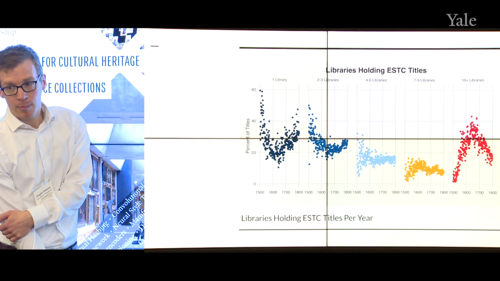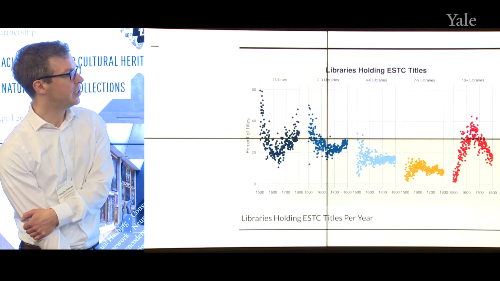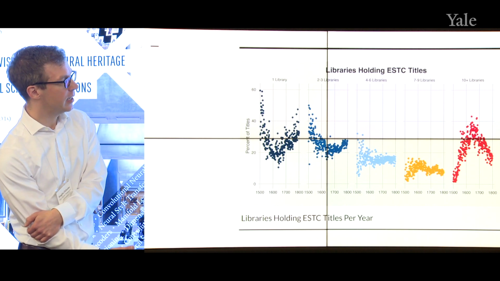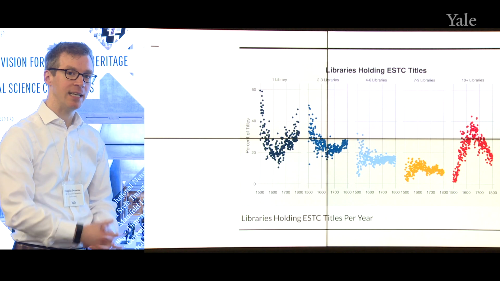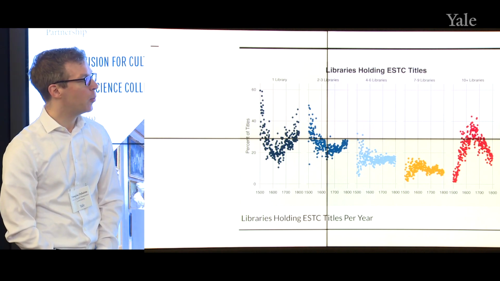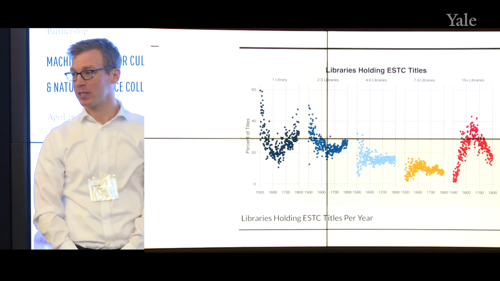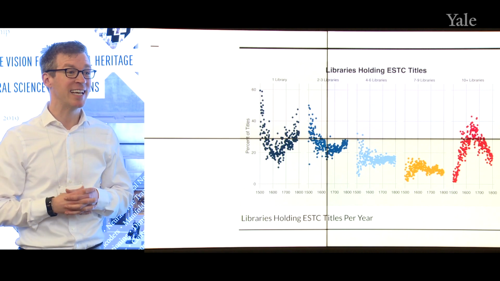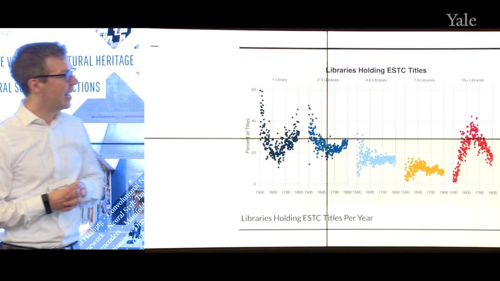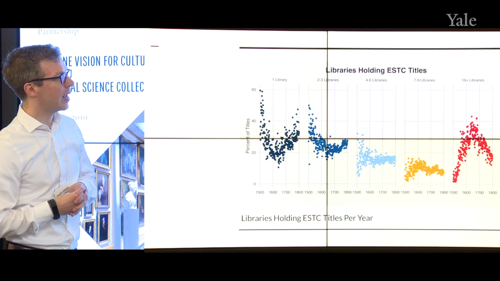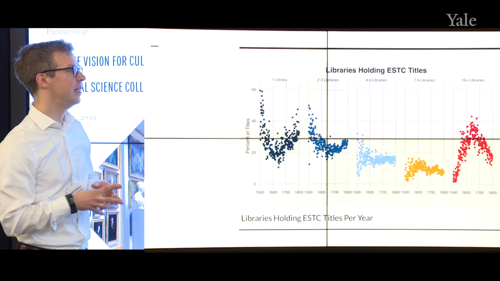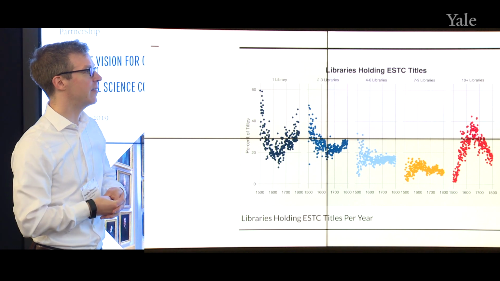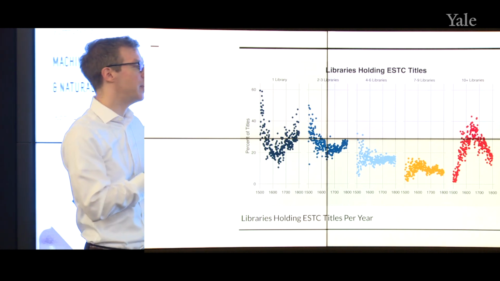And there are a number of problems with this data, one of which is that we can measure representativeness of the ECCO corpus versus the English Short Title Catalogue, but we don't know what's missing from the English Short Title Catalogue. We don't know the survival rates of books. A lot of books have just disappeared from history. And there's actually very little work on measuring the probability that a given work would have disappeared, or measuring survival rates of books.